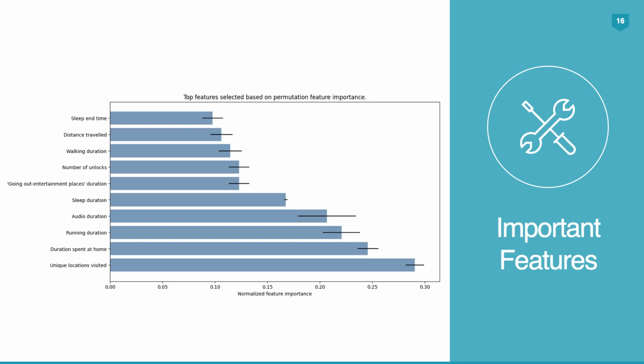Finally, we use the permutation feature importance approach in order to identify top features. Unique locations visited, duration spent at home, and running duration are the top 3 important features for our model.